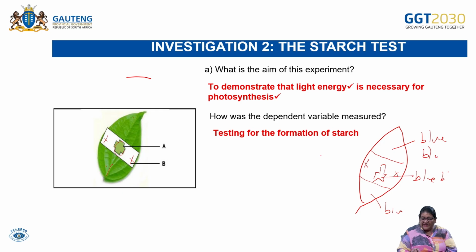So that means light is essential for photosynthesis, because the parts that were covered, not exposed to light, had no starch, so no photosynthesis. And the part exposed to light turned blue-black because photosynthesis took place and therefore starch was formed. And this is the conclusion: according to the results of the starch test, light is necessary for photosynthesis. Remember, learners, your conclusion must always relate to the aim.